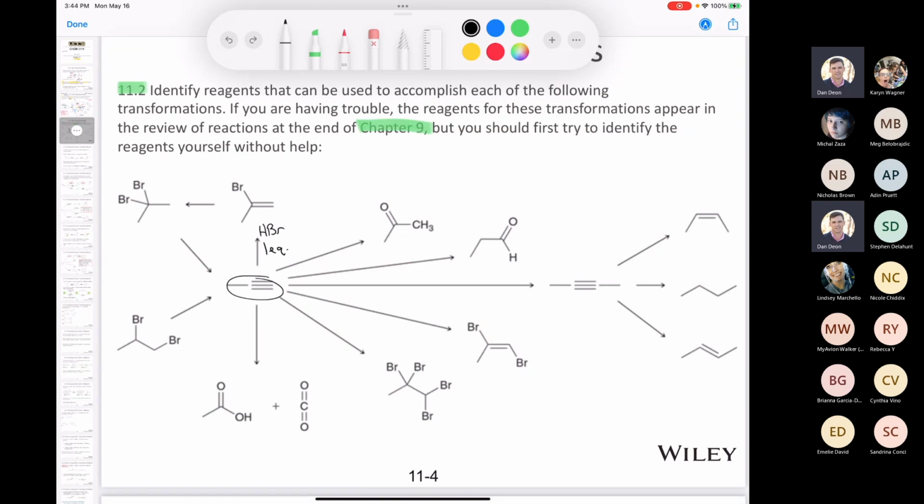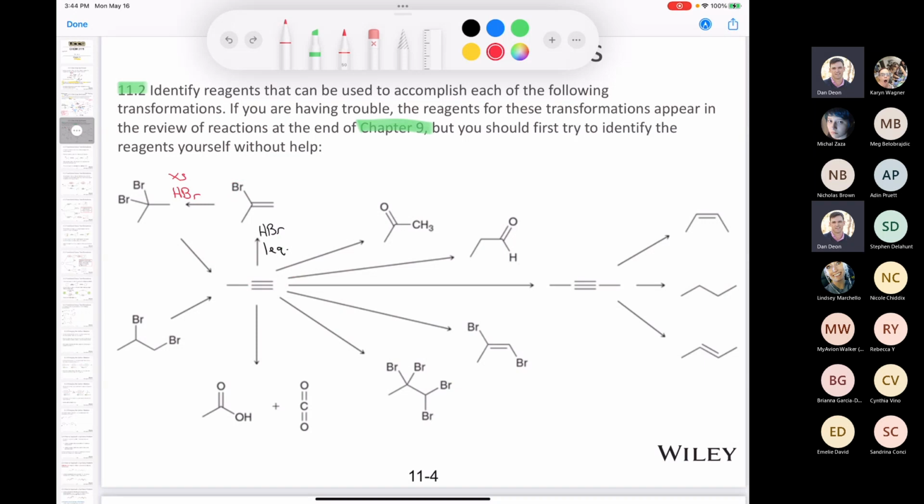Because if I add excess HBr, and it wouldn't matter if you added 1 equivalent, this could be excess HBr. Then it's going to add a second equivalent of HBr in a Markovnikov fashion. And I told you that this is one of those mechanisms, especially this one here, that's not all that well understood.